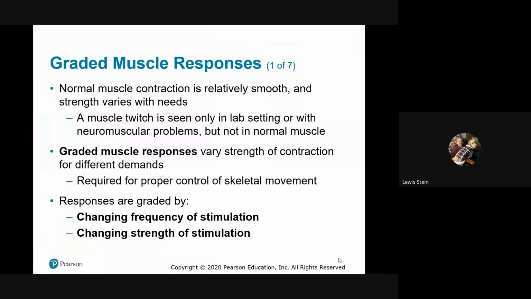Slightly different here, and that's what they talk about: graded responses, varying strength, different demands. Changes are graded by frequency. Again, I think it's the most important, and strength of stimulation. Understand that when we're talking about electromyograms, which is what the tracings are, those are typically used therapeutically. That's why I asked you if you're using low volt or electrical stim treatments. They've been around forever. And typically they're things we do in the lab.